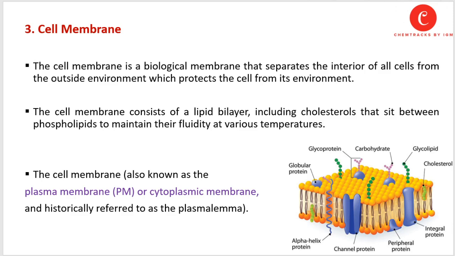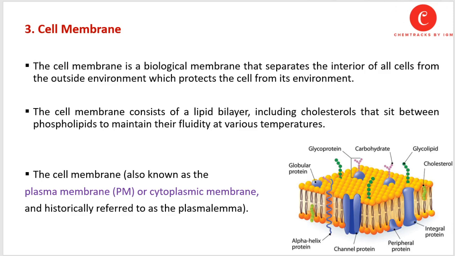And the basic function of the cell membrane is to maintain the shape of any cell, and it is also used as a channel or passage for the transport of different molecules like water molecules, salt molecules, and metal ions. So basically, the cell membrane is a barrier that is used to control the movement of molecules in and out of the cell.